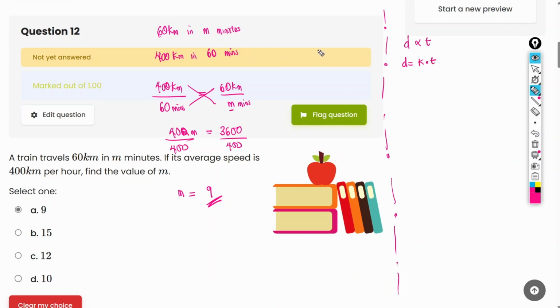D is equal to K times T. Then we know that to solve for K, when D is 400, T is 60. So 400 is equal to 60K. That means K is 400 over 60. So I can rewrite this as D is equal to 400 over 60 T.